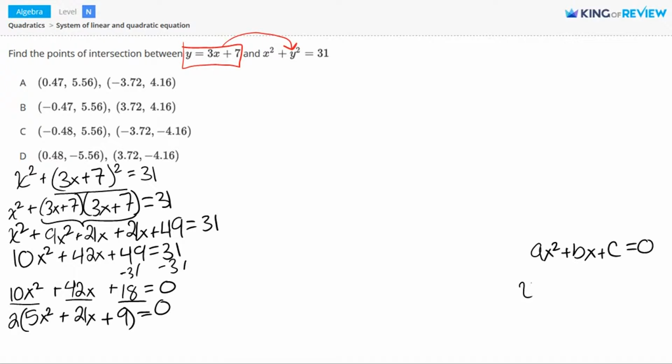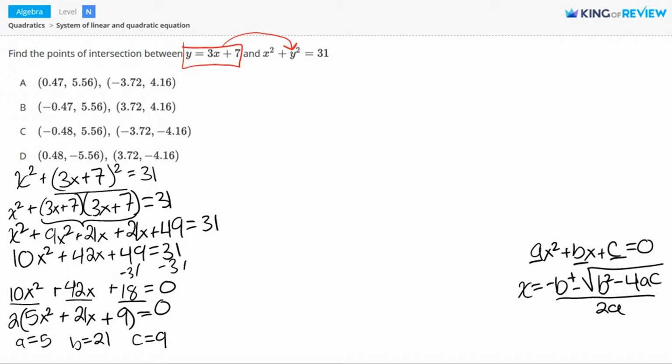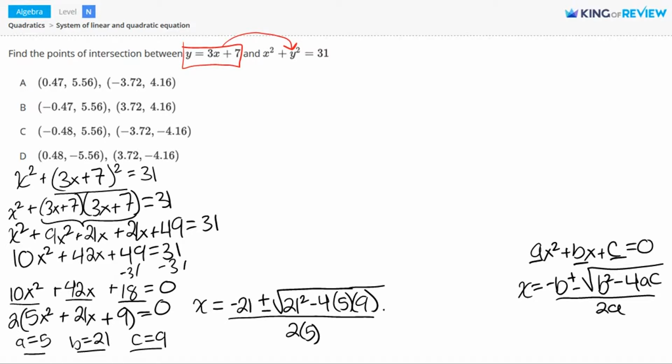The quadratic equation is x equals negative b plus or minus the square root of b squared minus 4ac, and this is all divided by 2a. The a, b, and c values come from these numbers here. So in our equation, a equals 5, b equals 21, and c equals 9. Let's apply these three values to the quadratic equation. We get x equals negative 21 plus or minus the square root of 21 squared minus 4 times 5 times 9, and this is all divided by 2 times 5. When we simplify, we get negative 21 plus or minus the square root of 261, and this is all divided by 10.